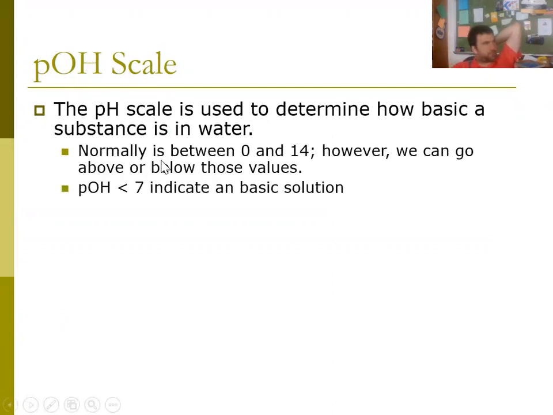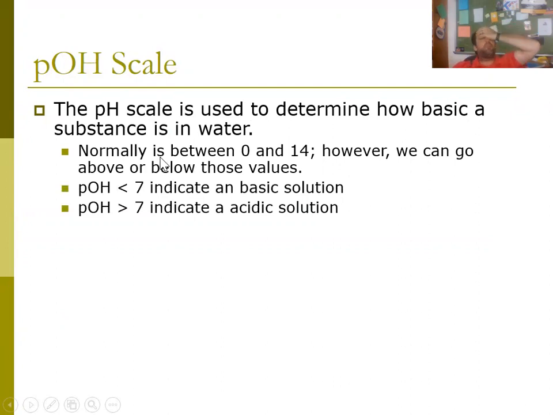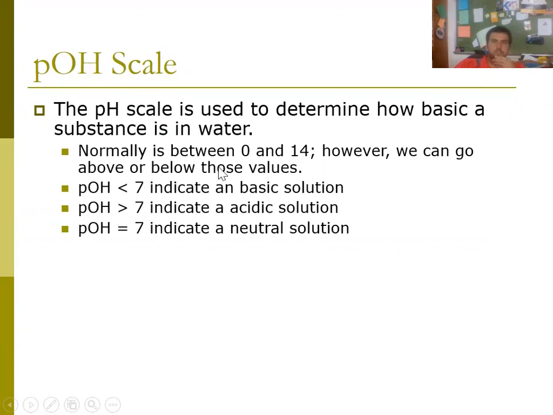A pOH of less than 7 is basic. A pOH of greater than 7 is acidic. A pOH equal to 7 is neutral. pOH is defined as the negative log of the hydroxide concentration. All that P means in the scientific and mathematical world is to take the negative log of it. So pCa would be the negative log of the calcium concentration.